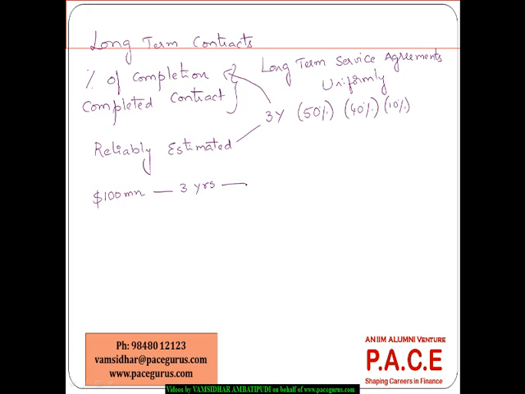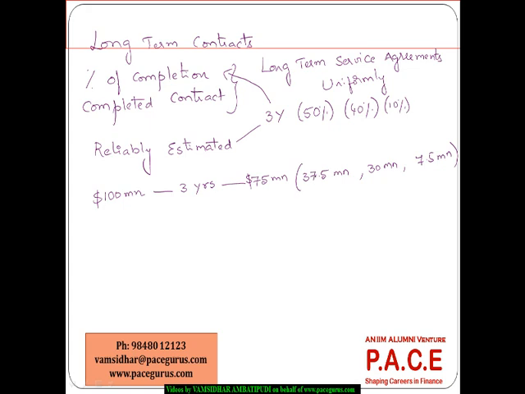I am incurring a total cost of, let's say, $75 million, out of which around 37.5 million is incurred in the first year, then around 30 million in the second year, and 7.5 million in the third year.